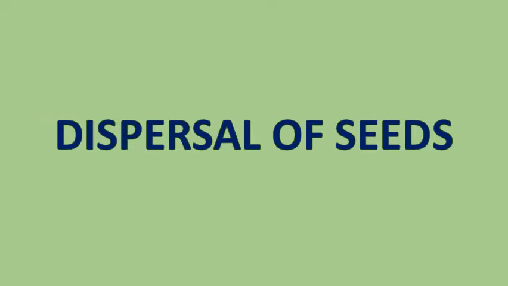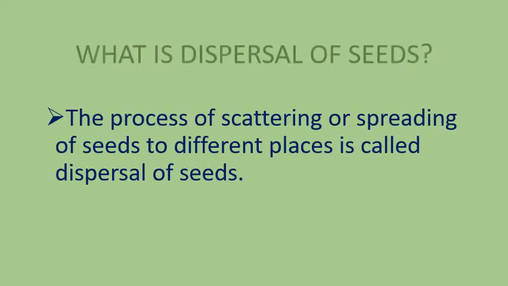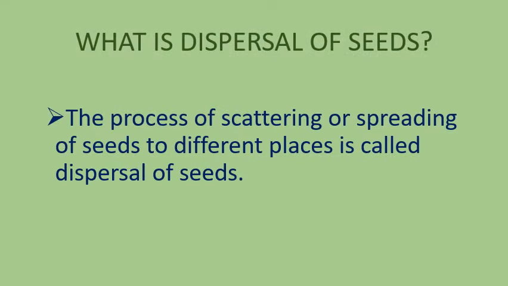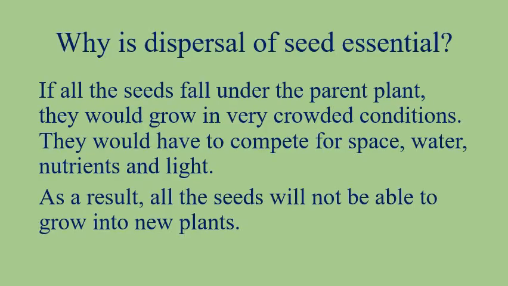Our topic for today's class is dispersal of seeds. So yes, the first thing we are going to understand is the meaning of dispersal of seeds. The process of scattering or spreading of seeds to different places is called dispersal of seeds.